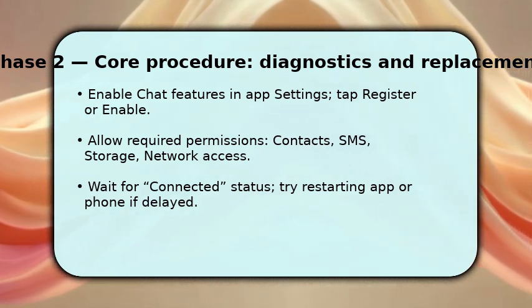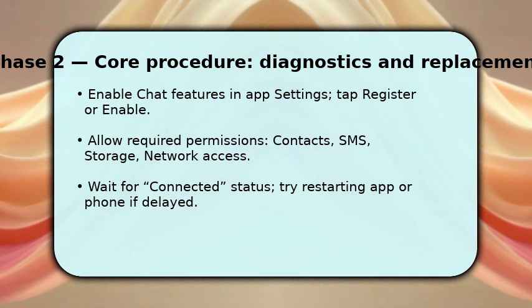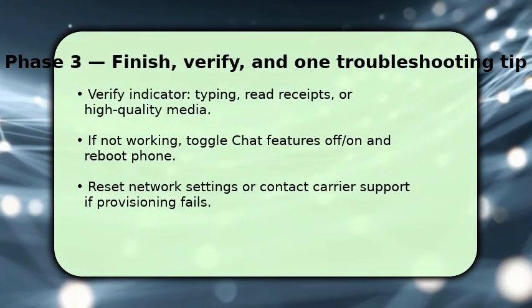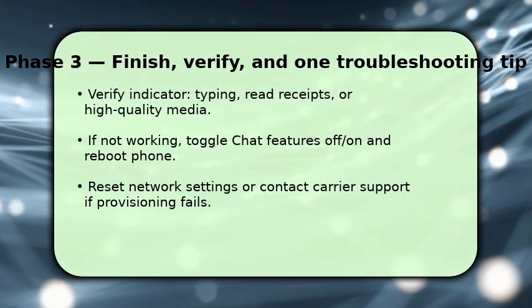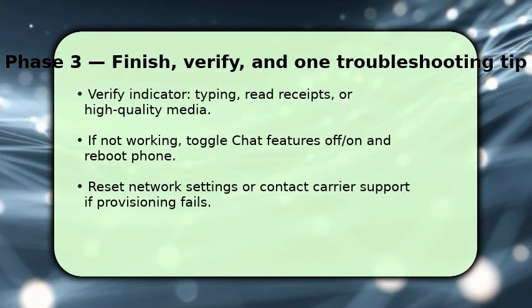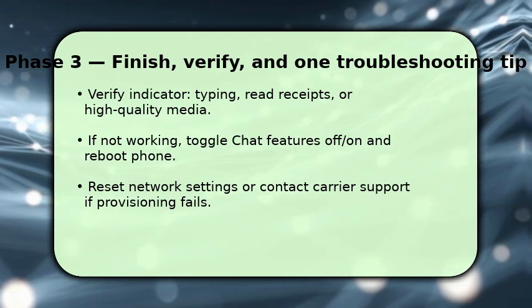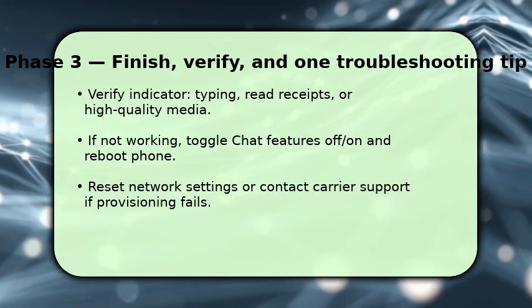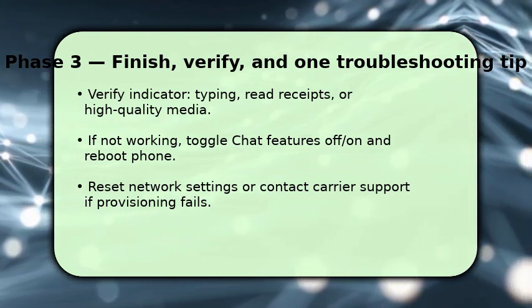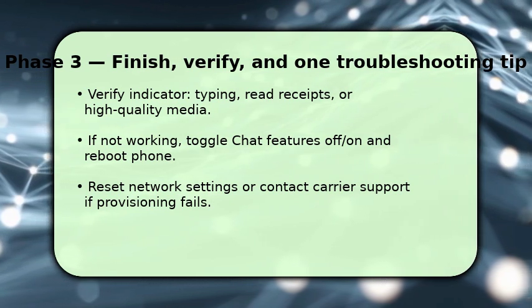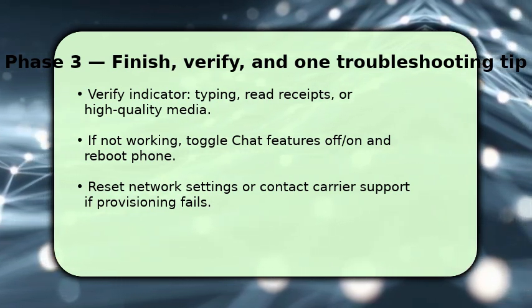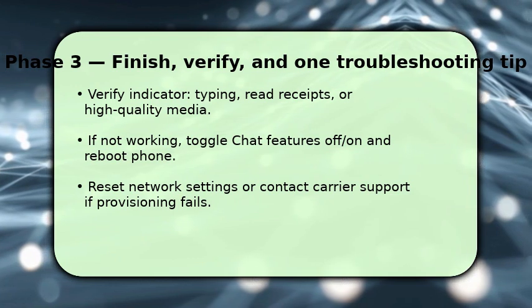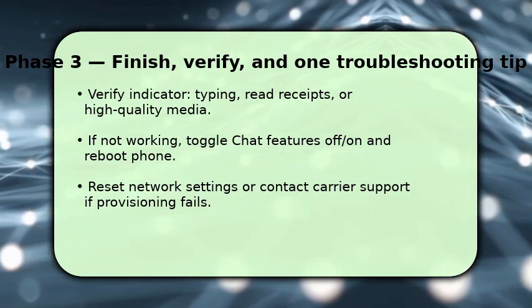You finish by confirming RCS features. Look for typing indicators, read receipts, or better media quality when messaging another RCS user. If those cues are missing, make sure both you and your contact have RCS enabled. Once done, try toggling chat features off and on, then reboot your phone to clear transient errors. If that fails, reset network settings or contact your carrier. They may need to reprovision your number.